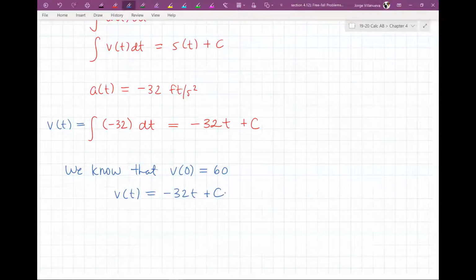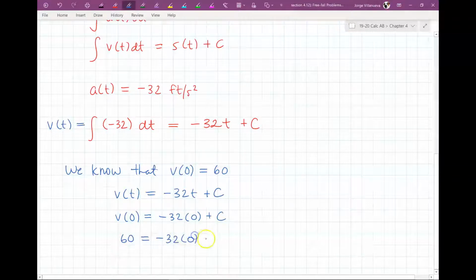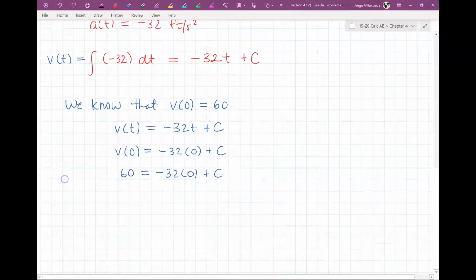So if I plug in 0 for t, I could actually figure out what c is. So let me do that. V of 0 equals negative 32 times 0 plus c. Now you might say, well, how the heck is that going to help me? What's v of 0? 60. So look, I could put 60 equals negative 32 times 0 plus c. So what's c equal to? 60.